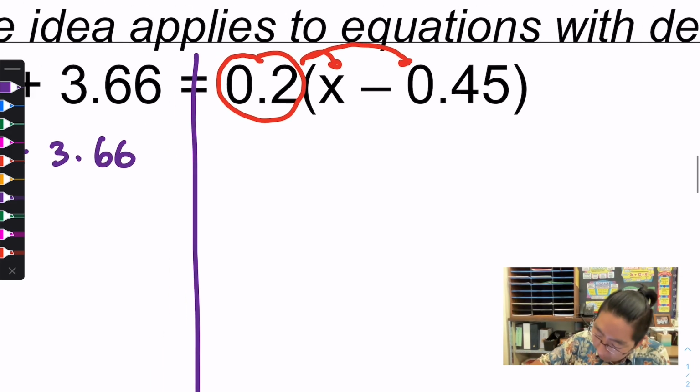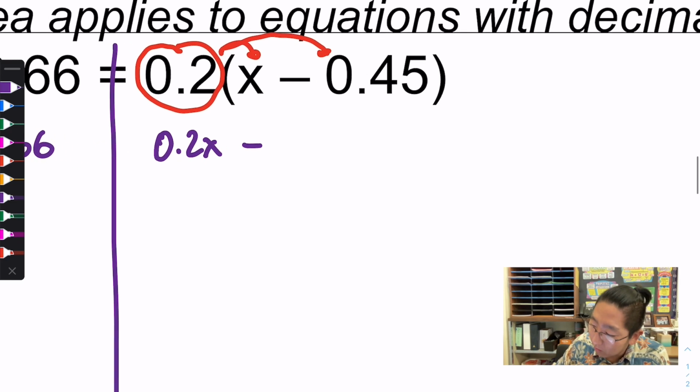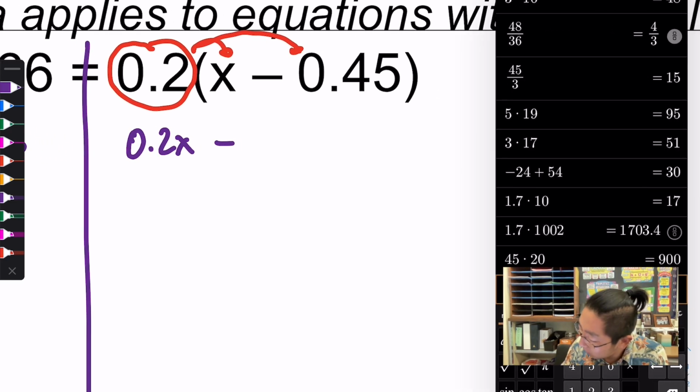so I'm going to use a decimal. I mean, this right here is 0.2x. But I'm going to go ahead and use a calculator here. So 0.2 times 0.45. And I get minus 0.09.